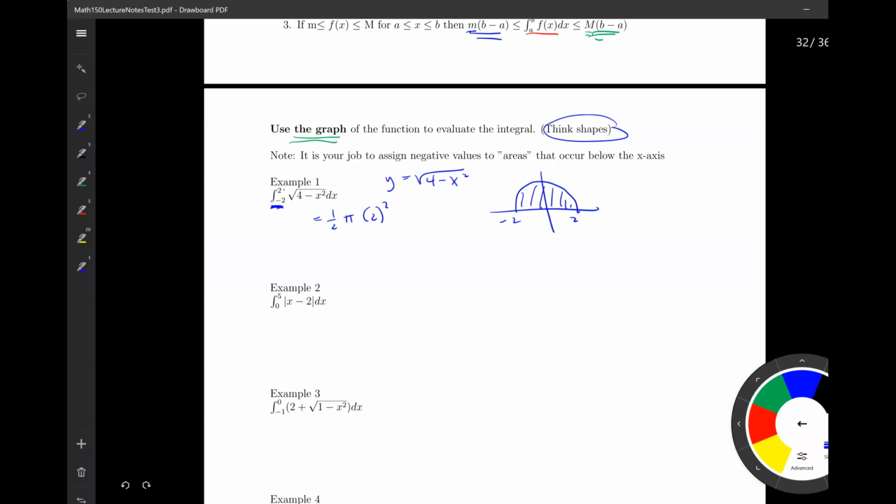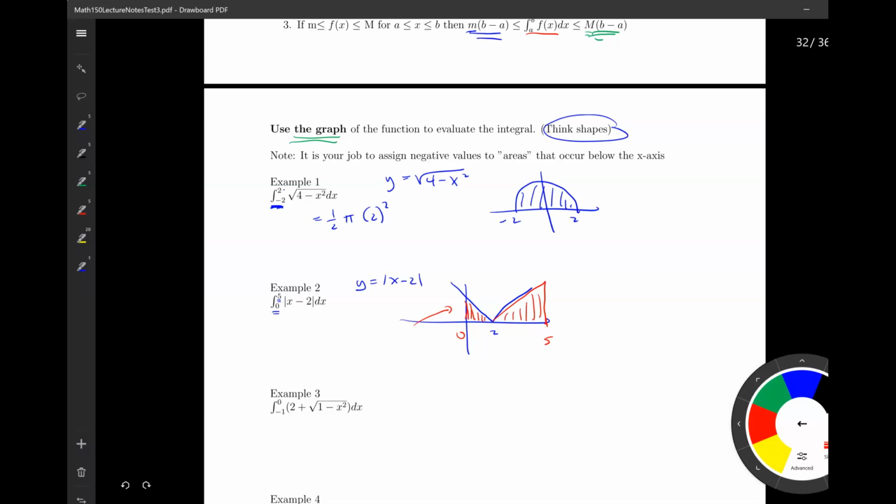All right, so let's look at the graph of y equals the absolute value of x minus 2. So you know that that's the absolute value graph shifted over 2. So if I'm looking for the area under the curve between 0 and 5, I'm looking at the area of that triangle here, and I'm looking at the area of this triangle here.